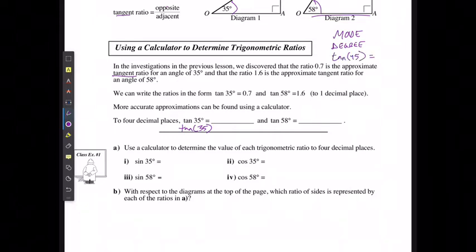The answer should always show up as 1. If you are not currently in the correct mode, if you put tan 45, then your answer is going to be 1.619, which is not correct.